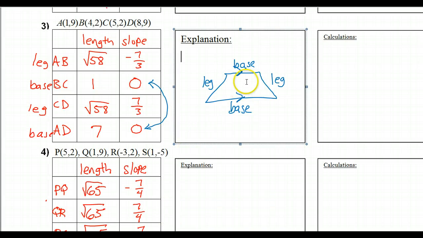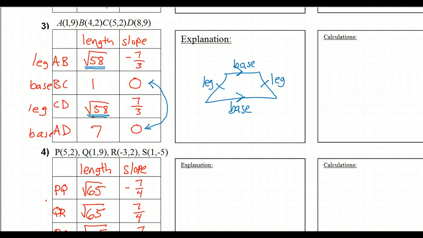So, if it's an isosceles trapezoid, then the legs have to be congruent. Remember, the legs are the non-parallel sides. So if BC and AD are the bases, because they are the parallel sides, that means AB and CD are the legs. Okay, so that means that the radical 58, that's a leg. And this radical 58, that's a leg. These legs are congruent, so this is in fact an isosceles trapezoid.